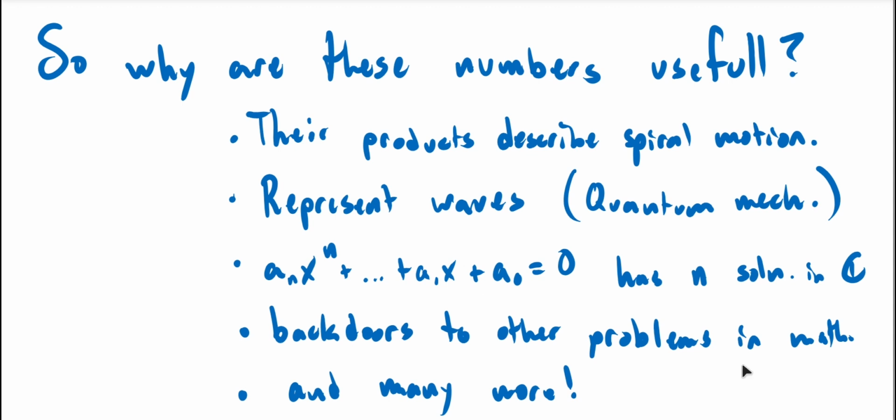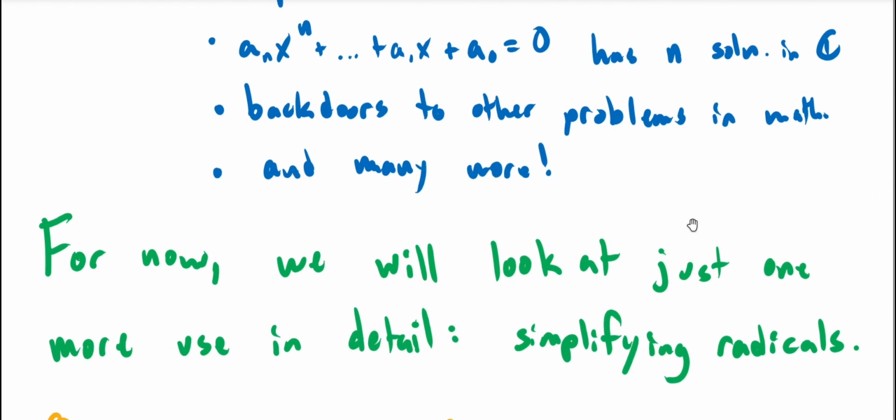The complex numbers and their behavior are also backdoors to lots of other problems in math, problems in calculus, even problems involving prime numbers and number theory. These things use the patterns of the complex numbers to sort of sneakily attack different problems. And there's many other applications, but we'll look at one more in particular. For now, we're just going to look at how they can help us simplify radical expressions.